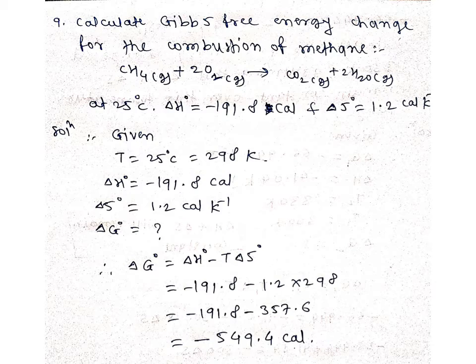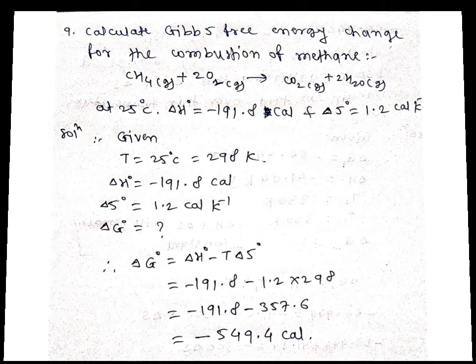Delta G0 we have to calculate, that is delta G0 is equal to delta H0 minus T delta S0. Put the value of delta H0, T and delta S0. You will get the answer for the delta G0, that is standard Gibbs free energy change, which is equal to minus 549.4 calorie.